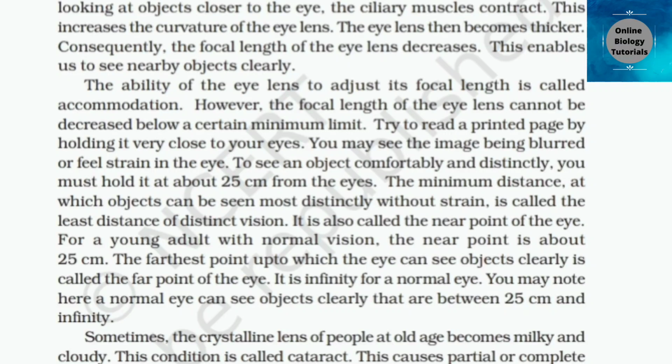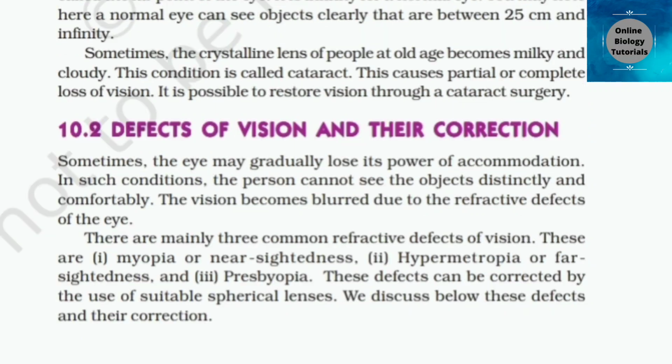Sometimes the crystalline lens of people at old age becomes milky and cloudy. This condition is called cataract. This causes partial or complete loss of vision. It is possible to restore vision through a cataract surgery. Defects of vision and their correction.